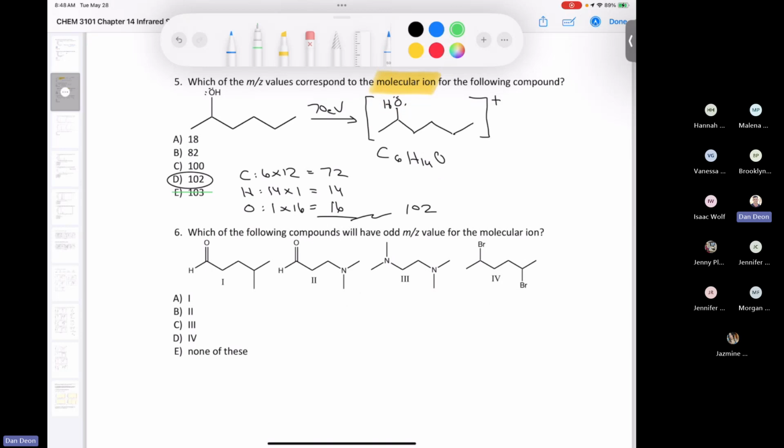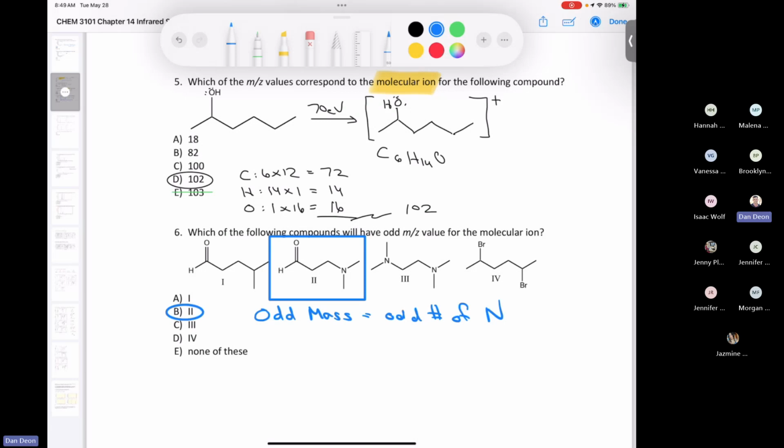Which of the following compounds will have an odd value for its molecular ion? So remember, if you have an odd mass, it means an odd number of nitrogens. So we look at these, and the only one that has an odd number of nitrogens is number 2, because it has 1 nitrogen, which is an odd number. Number 3 has 2 nitrogens. That's an even number, and so that one would not provide an odd mass. So the answer is number 2.